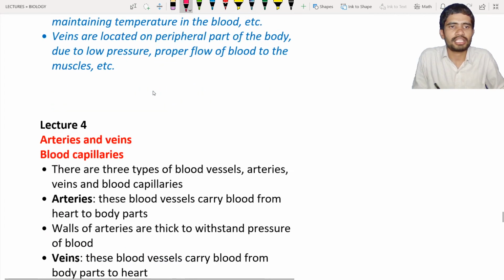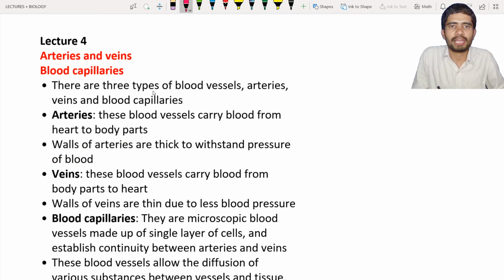Okay, so next is arteries, veins and blood capillaries. There are three types of blood vessels, and they are known as arteries, veins, and blood capillaries.